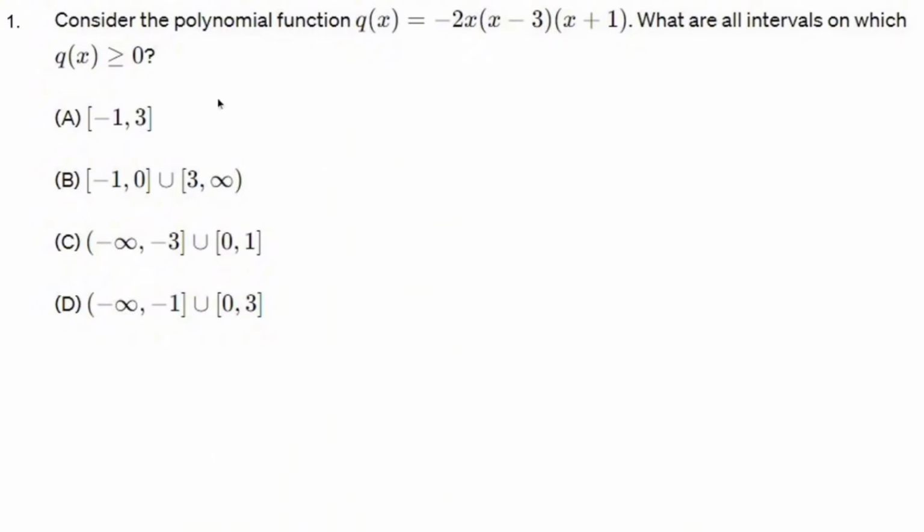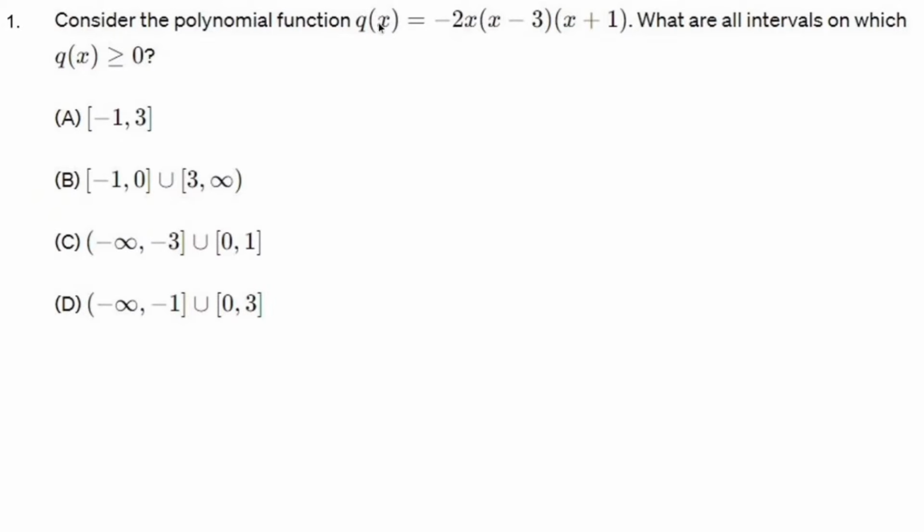What I did with this new series of videos is I took an official AP Precalculus practice test and I ever so slightly changed the problems around so I wouldn't infringe on copyrights. So here's problem one, and this would look like a problem one on an official AP Precalculus test. Consider the polynomial function q of x equals negative 2x times (x minus 3) times (x plus 1). What are all intervals on which q of x is greater than or equal to 0?